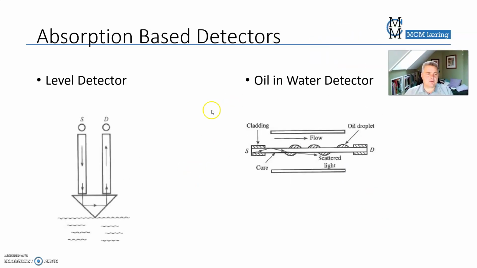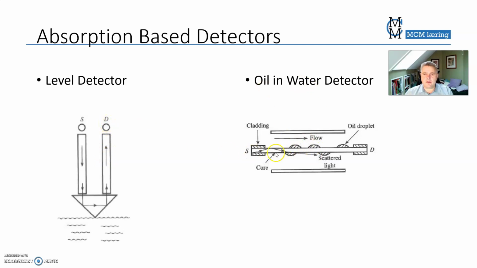Other examples, level detector. This is actually level switch. When this prism here is soaked in a liquid, the refractive index difference between the prism and the liquid is not high enough to achieve total internal reflection, so some of the light will escape into the liquid, and therefore the amount of light that is sent up to the detector is reduced.